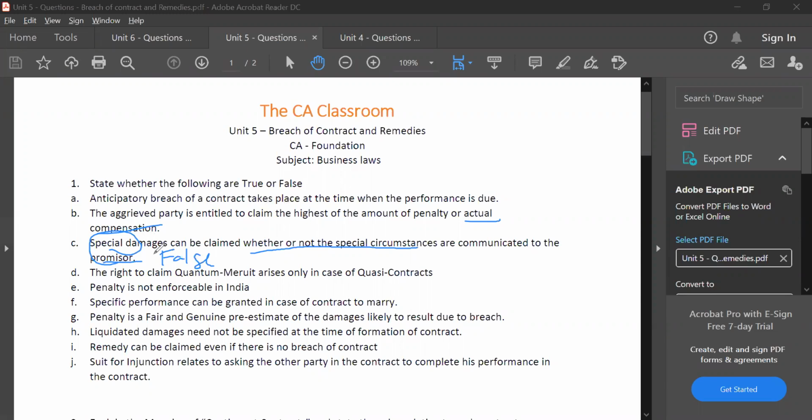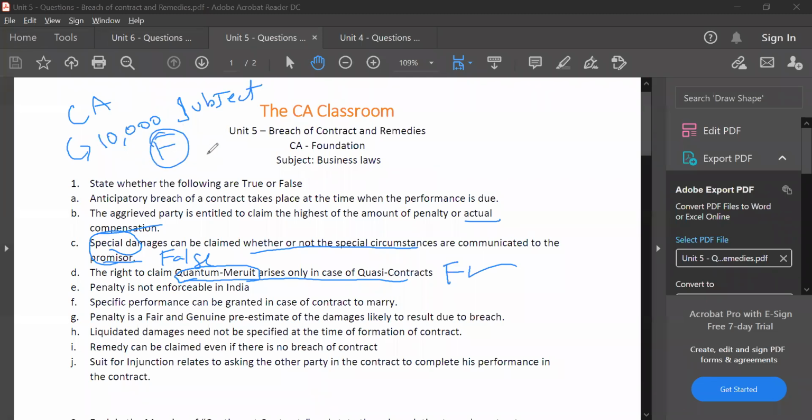Next one, question D. The right to claim quantum meruit arises only in the case of quasi contracts. Answer: it would be false. For this, you should understand what is quantum meruit. Quantum meruit means claiming what belongs to you. Now, I'll give you the best example. Let's say you go to a CA class, somewhere you're going. You have paid 10,000 rupees for the subject. I'm giving you a CA example because it'll be easy for you. You have paid 10,000 rupees for the faculty.